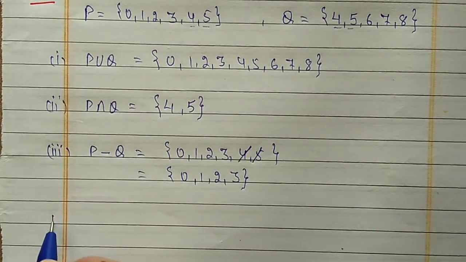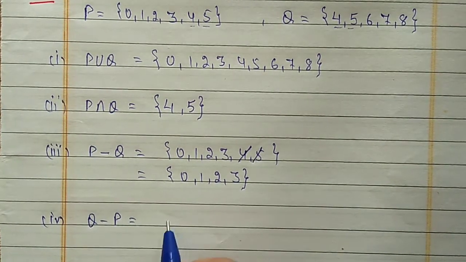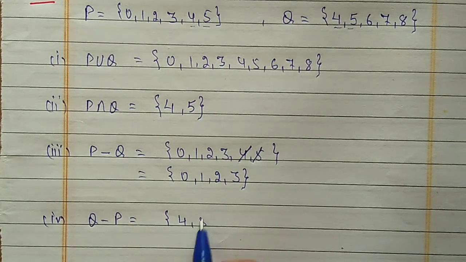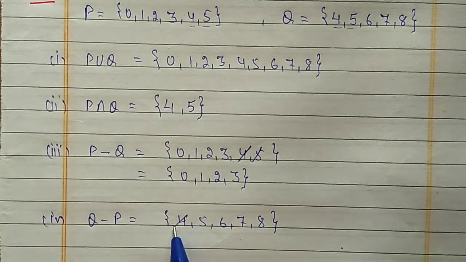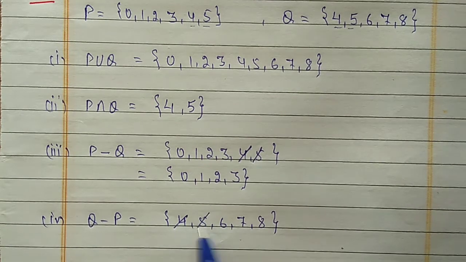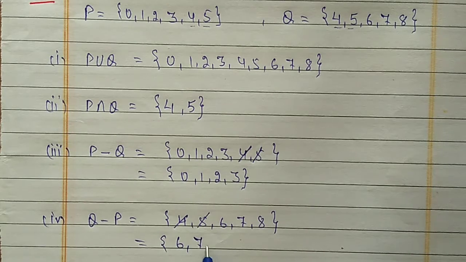Next, fourth part, we have to find out Q difference P. So first we will write Q: 4, 5, 6, 7 and 8, and then which all elements are coming in P, that we have to remove. So 4 is in P and 5 is also in P. So remaining 6, 7, 8 is our answer.